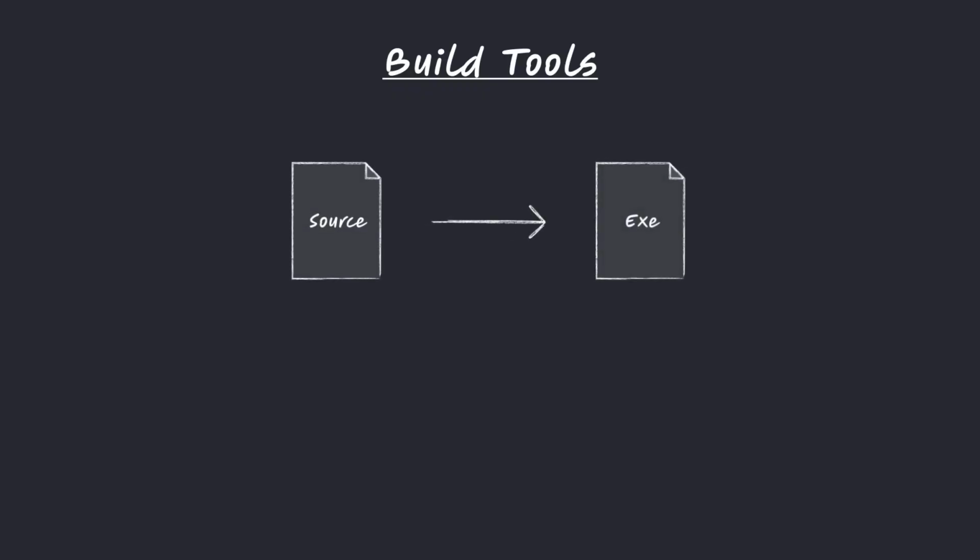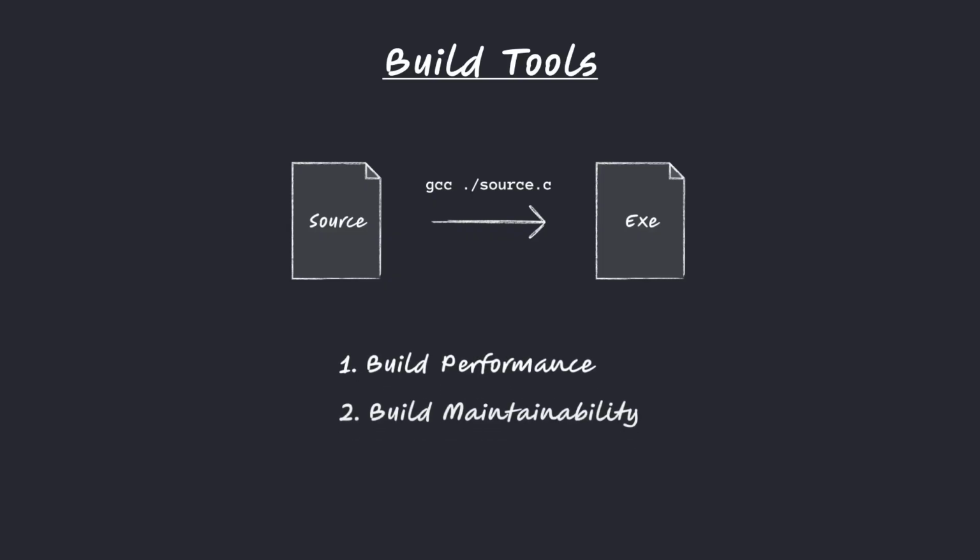Alright, so ultimately a build tool takes source code and converts it into an executable. You can do that with GCC in a single command. Amazing, but that kind of begs the question, why? Why should we complicate it more than that? Well, there's a bunch of reasons, but the few that matter the most, at least to me, are build performance, build maintainability, and automation for code analysis and testing tools.